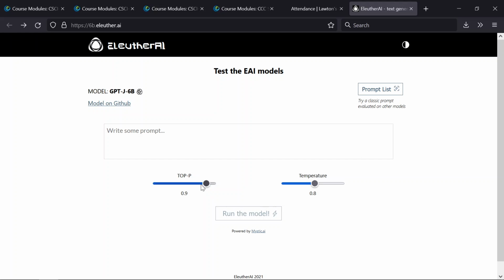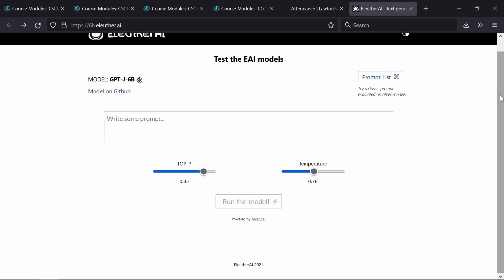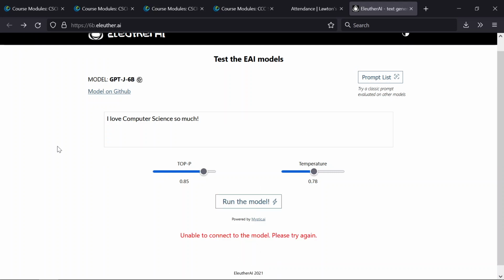Here are some random things that you can change that I don't fully understand. But here is a prompt. Like, I love computer science so much. You give it something like that and you click run the model and it just starts writing based on that prompt.